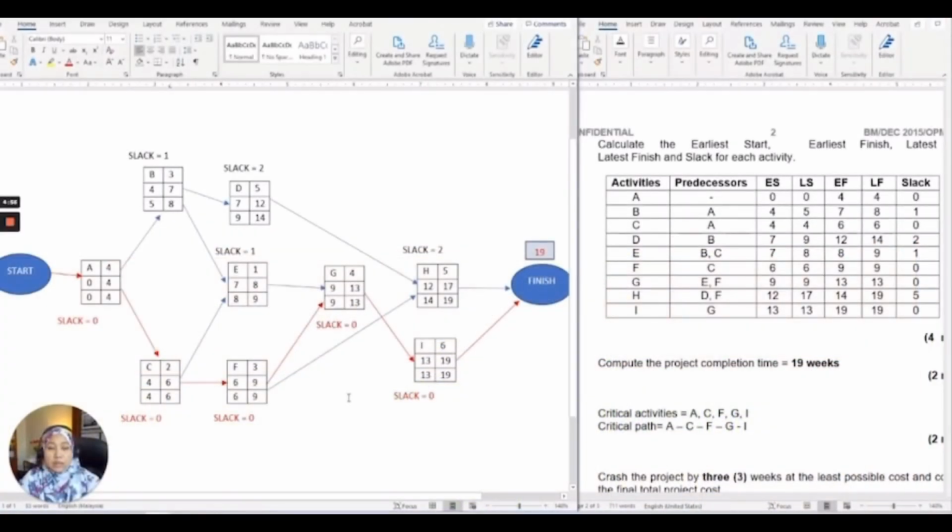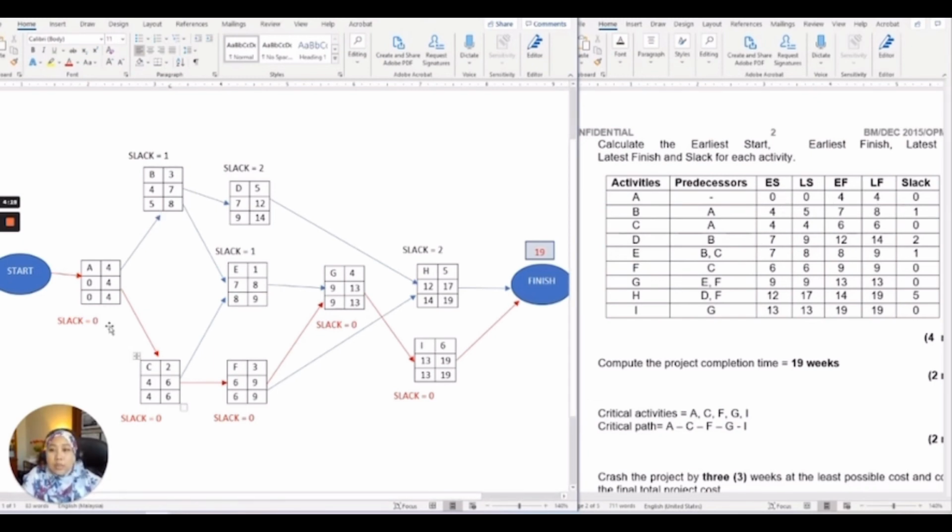See here, this is the method on how you transfer the information into the proper answer. So you need to draw the table and then add the columns for ES, LS, EF and LF together with the slack, and then you need to put the timing or the numbers for each activity. As stated, draw in the diagram, you just key in again into the table.